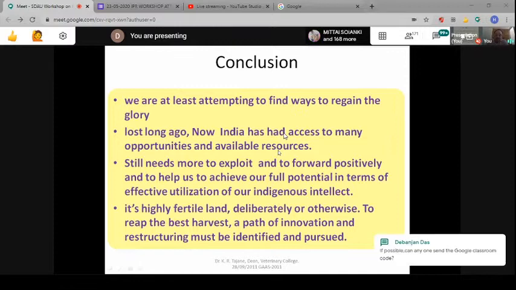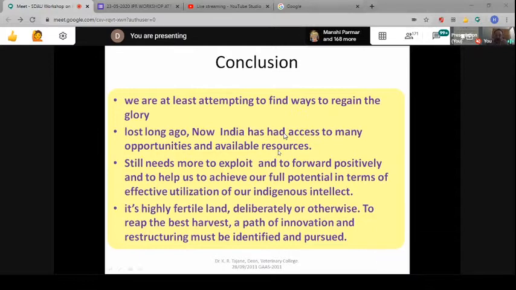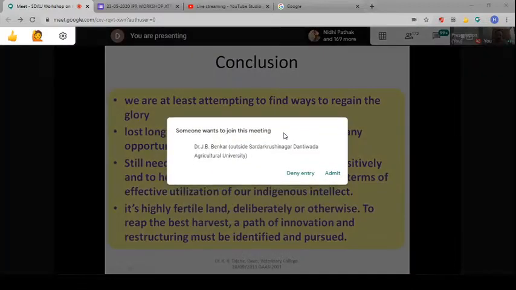We have to give a more innovator-friendly environment. We have to write more innovator-friendly policies. We have to bring more innovator-friendly administrative changes and proactive governance. Then we will be able to realize the fruits of all these intellectual property rights. If we do this, we will be the most fertile land, deliberately or otherwise, and to reap the best harvest, a path of innovation and restructuring must be identified and pursued. So this is all about today's lecture.